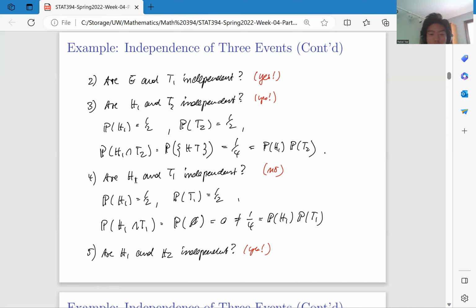Thus, the probability of H1 intersection with T1 is 0. However, because each of those two events has probability 1 over 2, if we multiply them together, it's 1 over 4, but 0 is not equal to 1 over 4. So as a result, we can say the probability of H1 times the probability of T1 is not equal to the probability of H1 intersection with T1, so they are not independent.